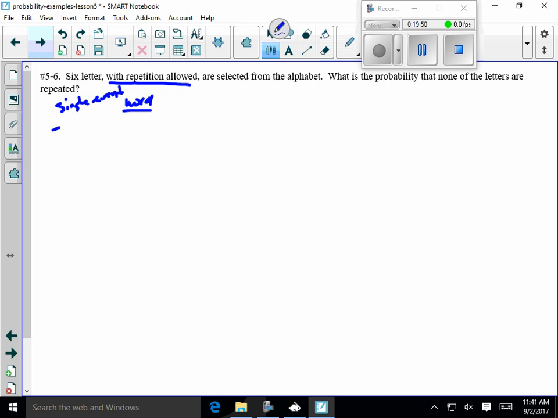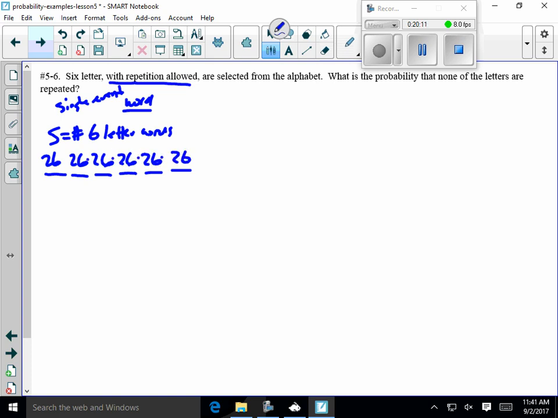The sample space would be the number of 6-letter words, period. And maybe I could use the multiplication principle. There are 1, 2, 3, 4, 5, 6 letters to choose. Repetition is allowed, so all 26 letters in the alphabet are available for each choice. Then I multiply those all together to get the total number of 6-letter words. There are 308,915,776 6-letter words if you allow repetition.